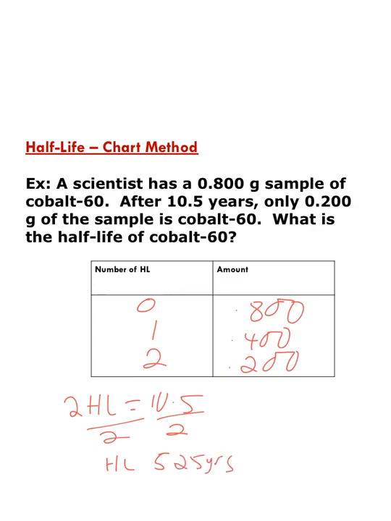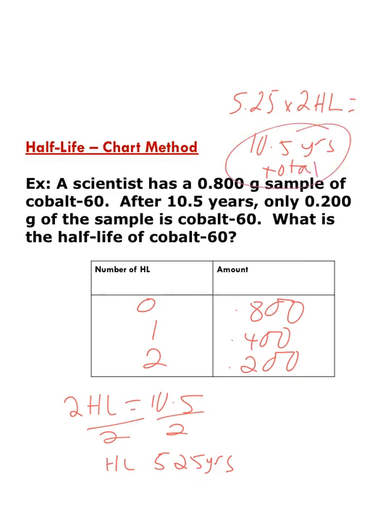Now let's say instead that they would have told us that the half-life time is 5.25 years, how long this would take. Then I would take 5.25 years times 2 half-lives, and then 10.5 years would be my total time. So if you're asked to do that instead, then you're going to multiply. Okay, so we'll practice this more next time.